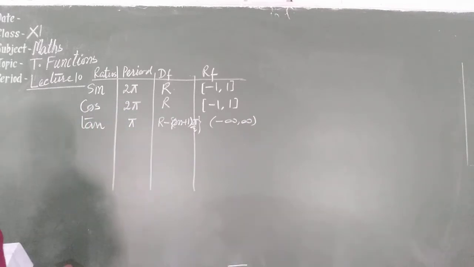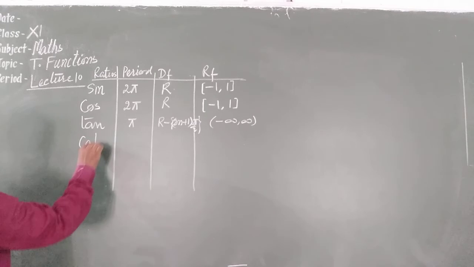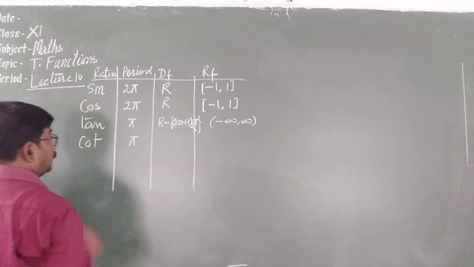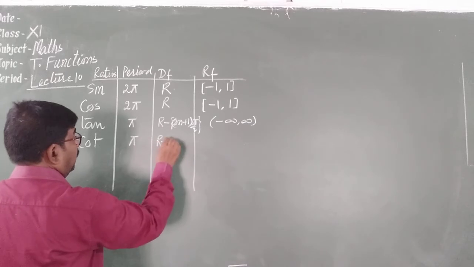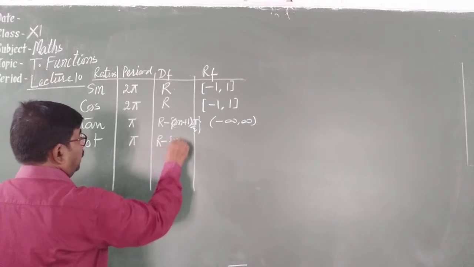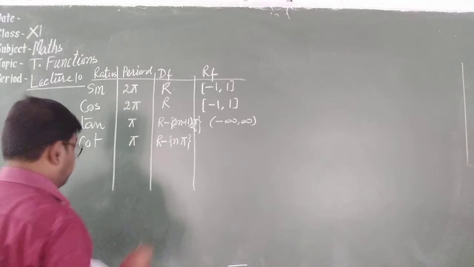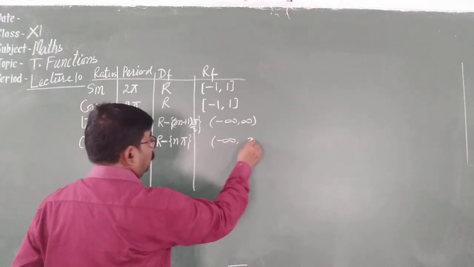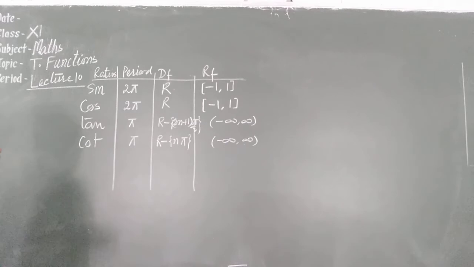If we find cot, again its period is pi. Its domain is all real but not n pi. And the range is again minus ND to plus ND.